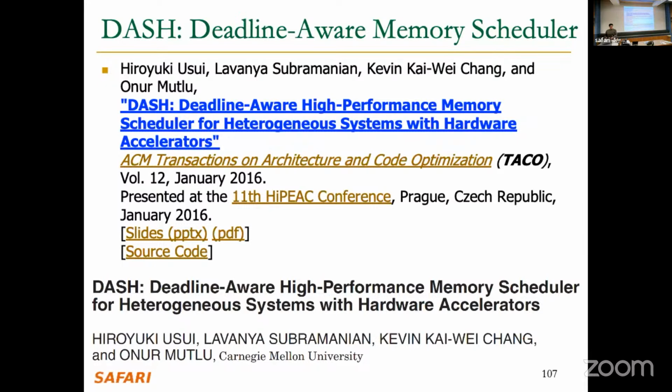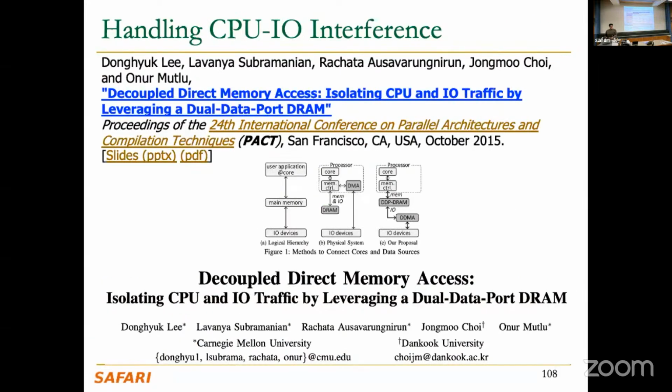And prioritizing them at that point also causes interference for CPU requests. This paper comes up with a new mechanism that dynamically prioritizes hardware accelerator requests over time, not just immediately before the deadline. By doing that, it also reduces interference for CPU requests. This is something I briefly covered in the previous lecture as well.